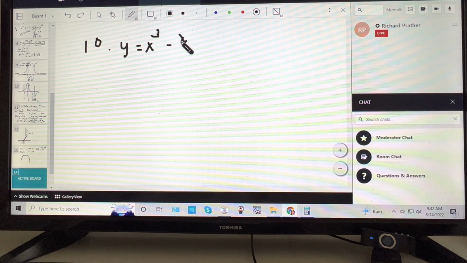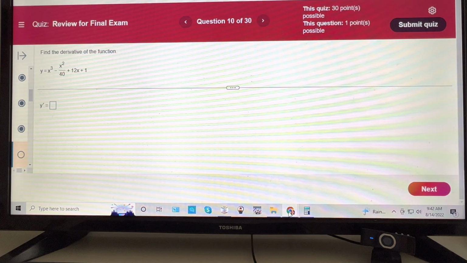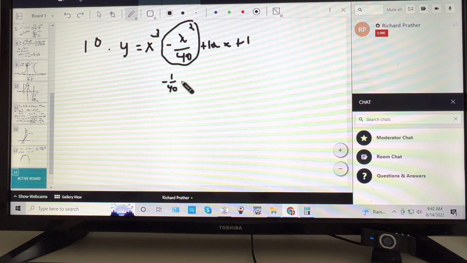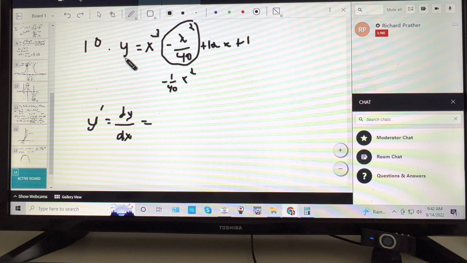Minus x squared over 40 plus 12x plus 1. And you can even think of this part right here as negative 1/40th x squared. And it'll be easier to do the power rule. So y prime or dy over dx, derivative of y with respect to x, that's actually been going on the whole time. They just didn't tell you back then, because the derivative of y is just 1 times dy over dx, but that's just dy over dx.